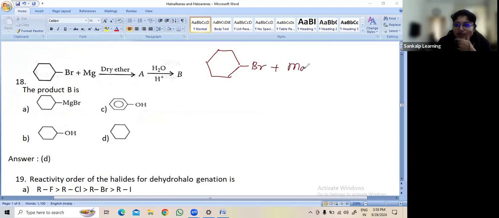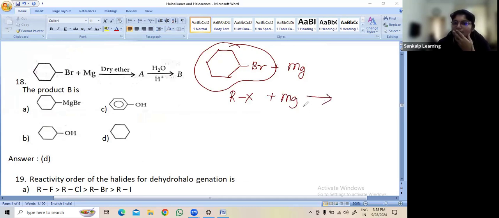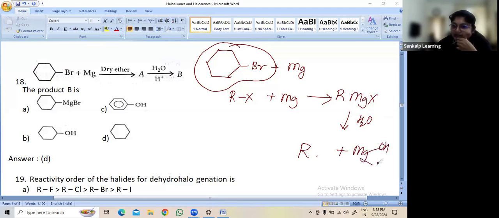this is the organic compound RX, an alkyl halide, plus Mg. What is it going to form? It is going to form a Grignard reagent, RMgX. Now this RMgX, when it undergoes acid hydrolysis, what am I going to get? I'm going to form an organic compound, plus MgOH and X.